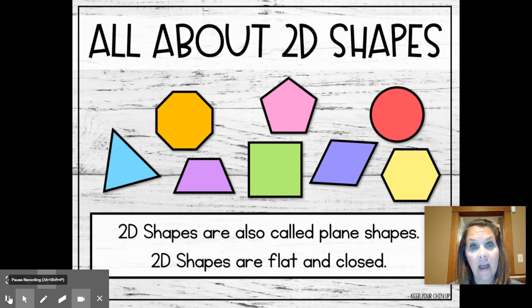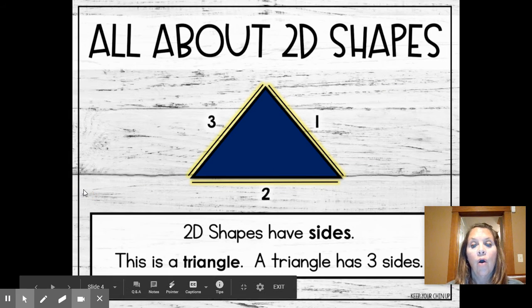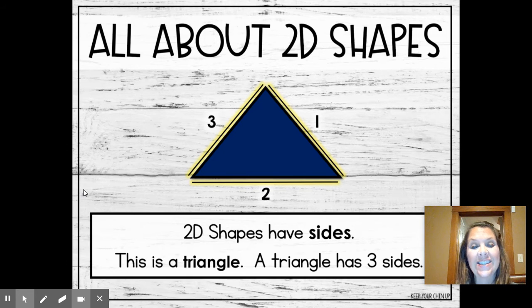2D shapes are flat and closed. What did we mean when we said closed? Let's pause and see who remembers. Good. So if it's closed, that means that all the sides connect. There's no openings. So we talked about 2D shapes having sides. They all have sides, straight sides. This is a triangle. A triangle has 3 straight sides. Actually, some 2D shapes have curved sides, but this triangle has straight sides.